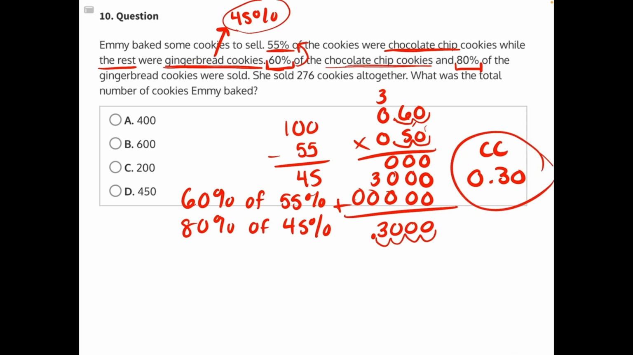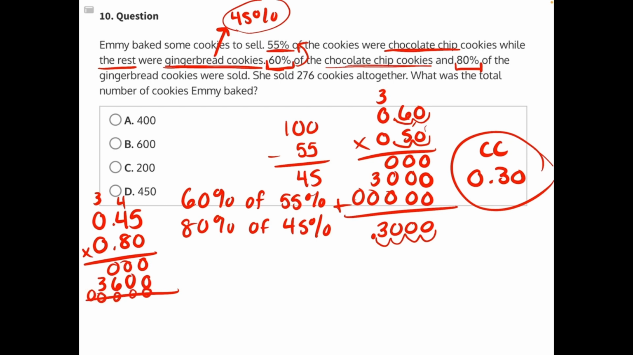Then for our other one, 0.80. I'll do that on the bottom actually, 0.45 times 0.80. 0 times anything is 0, placeholder. 8 times 5 is 40. 8 times 4 is 32, plus 4 is 36. 8 times 0 is 0 plus 3 is 3. And then anything times 0 on that last row would just give us all zeros. When we add, we will be left with 3,600. Count up your places, 1, 2, 3, 4. Apply them to your answer, and we will get 0.36 for the gingerbread cookies.